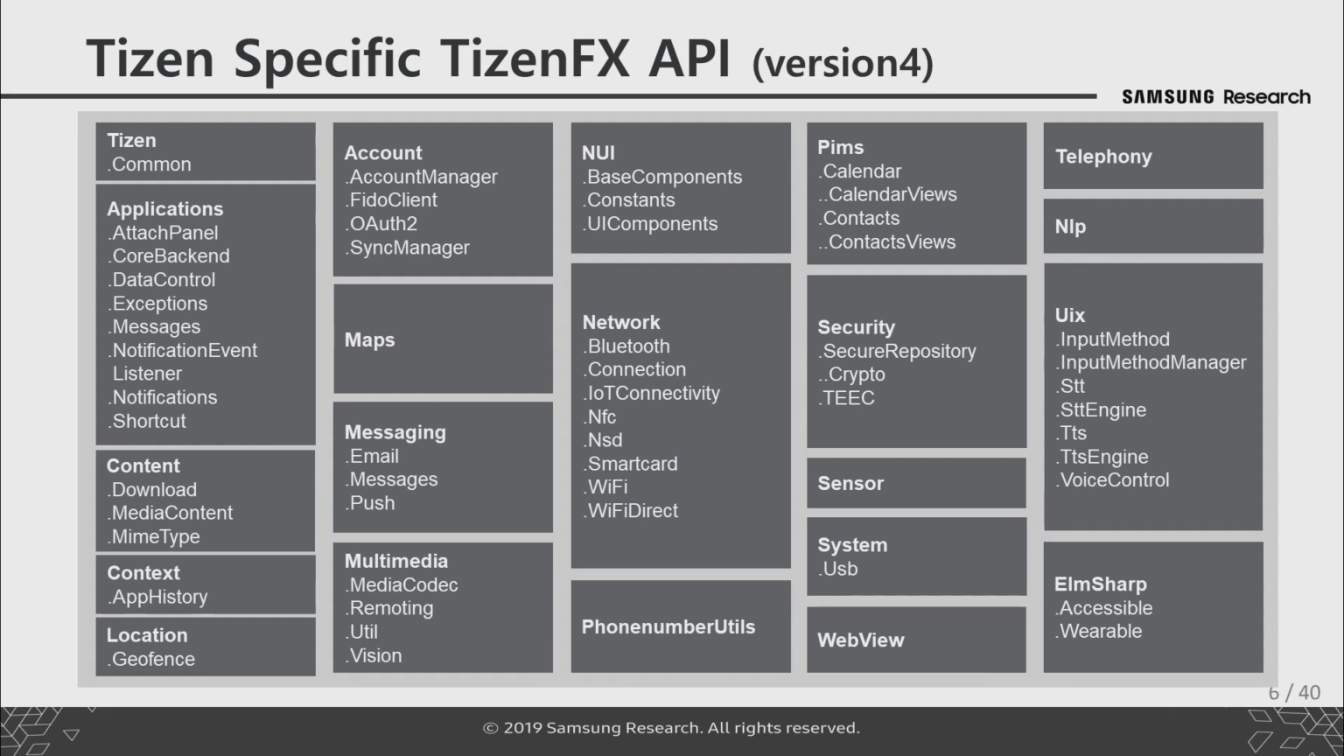And on the right bottom there, we have the module called ELM Sharp. That's the very thin C# wrapper for the Tizen native UI framework called EFL. So ELM Sharp has been used to implement the Xamarin.Forms Tizen renderers.